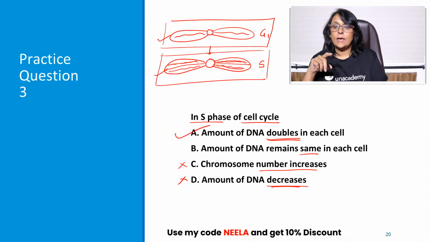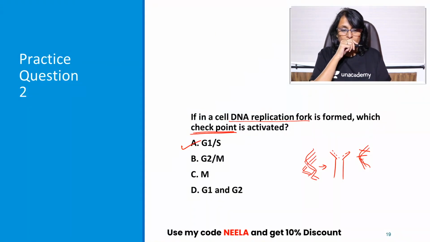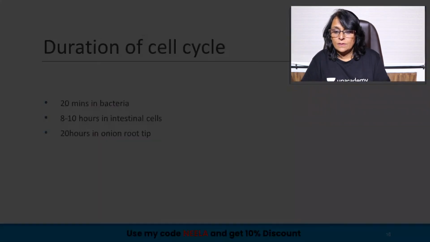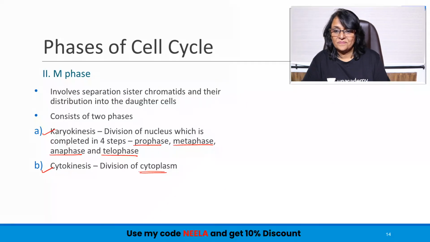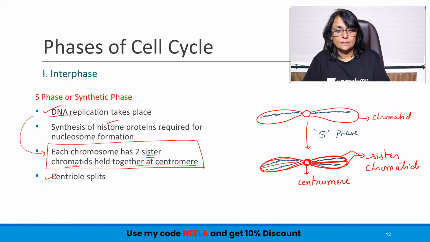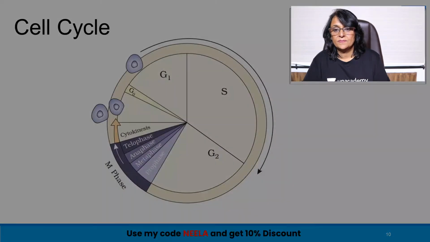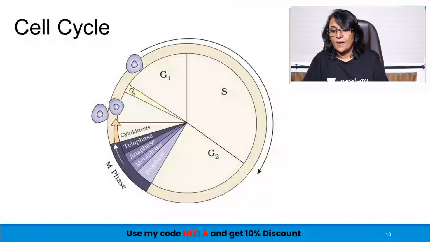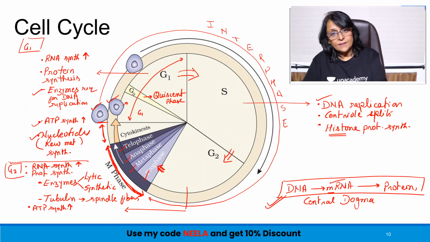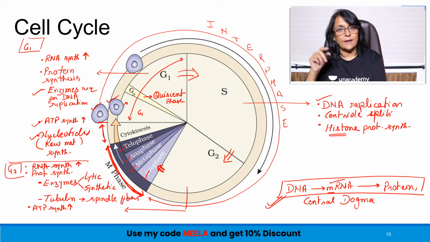Alright. So let us have a quick recap of what we did in today's lesson. Okay, we started from the cell cycle and we said that the cell cycle means the life cycle of a cell. The phases are two, interphase and M phase. In interphase, there are three, G1, S and G2.